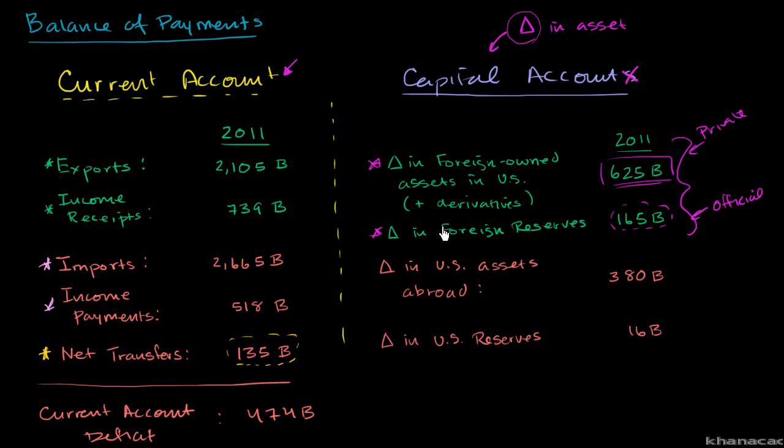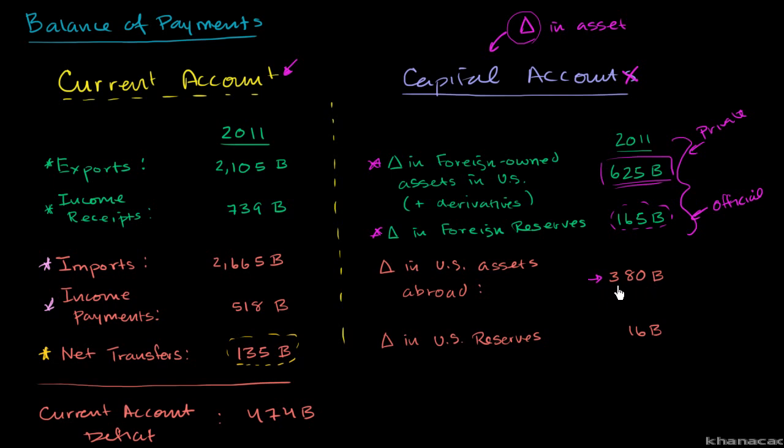Now we take the other side of that coin. If I were to go out and buy a vacation home in Italy, and let's say I buy it from an Italian, then I would have to make a payment to them. So that would be an outflow from the U.S., and I would get an asset in Italy in exchange for it, my vacation home. And so this number right over here would increase.